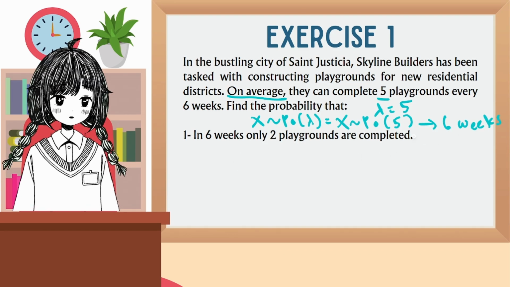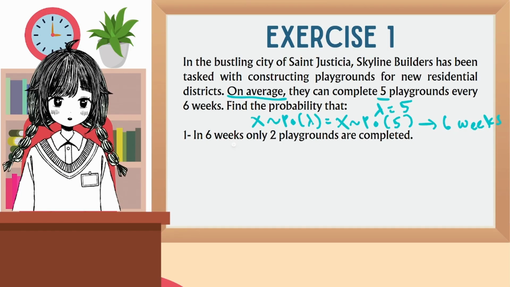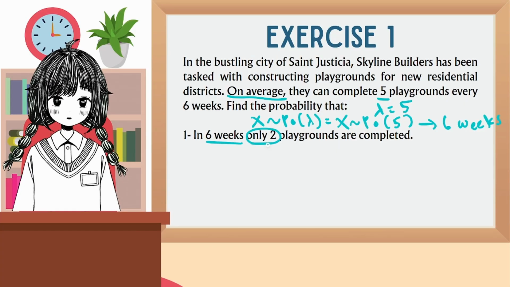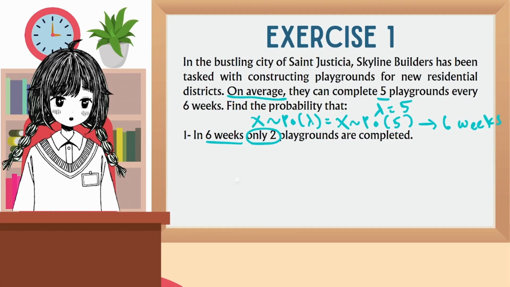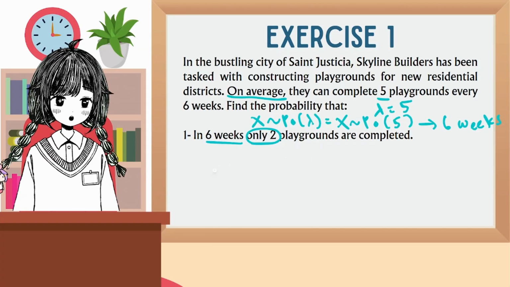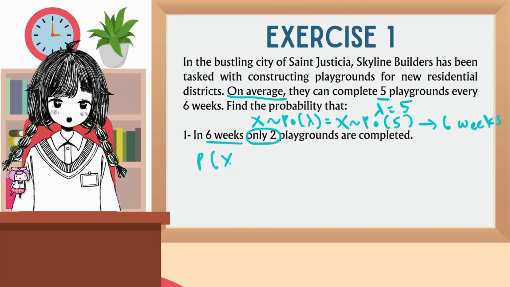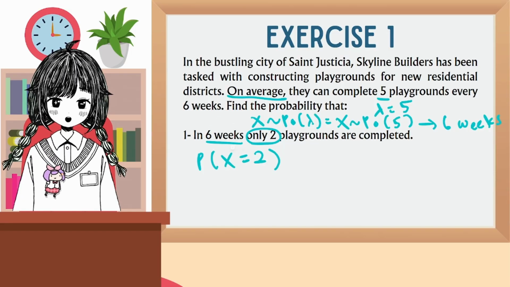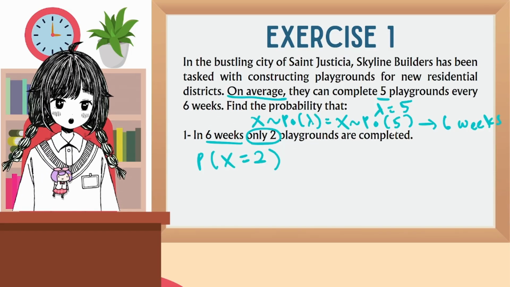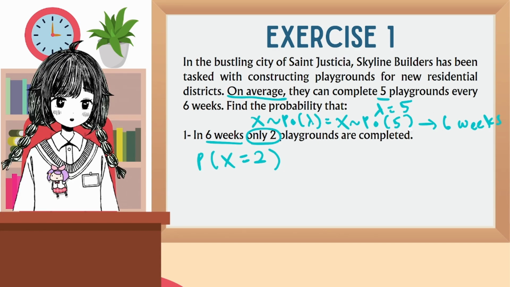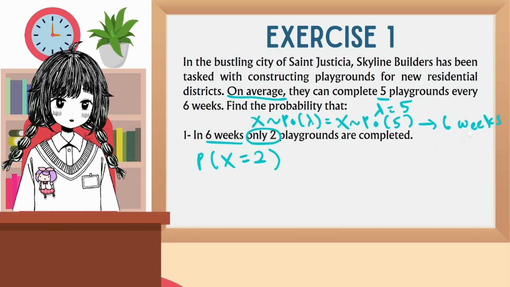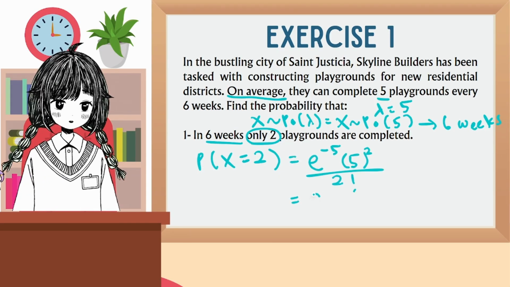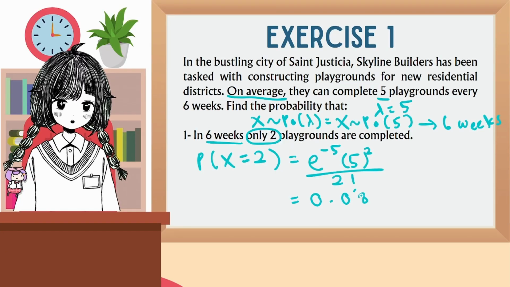Now we have all the info. Let's look at question 1. Again, in 6 weeks, only 2 playgrounds are completed. So only 2 meaning X equals 2. And in 6 weeks, so we can proceed using this Poisson as it's also for 6 weeks. So using the formula, the answer is 0.0842.